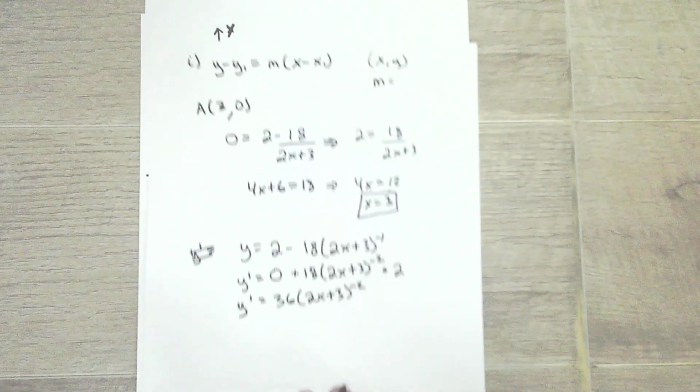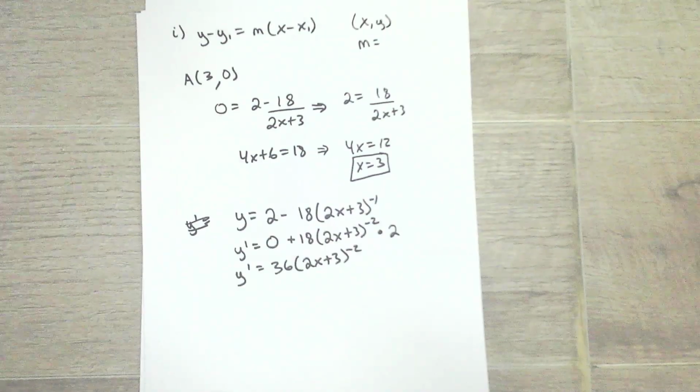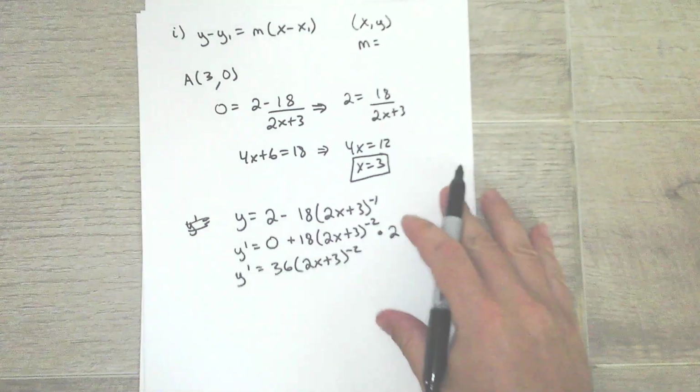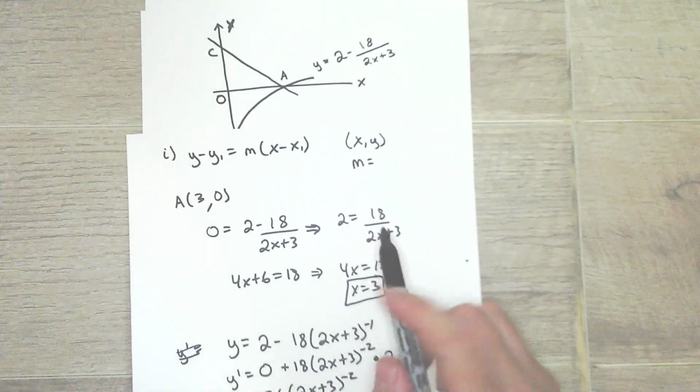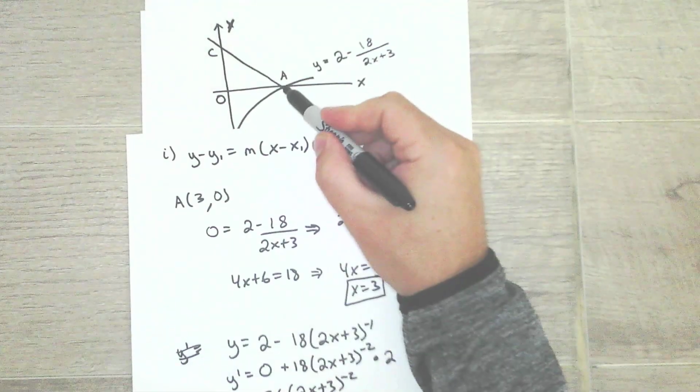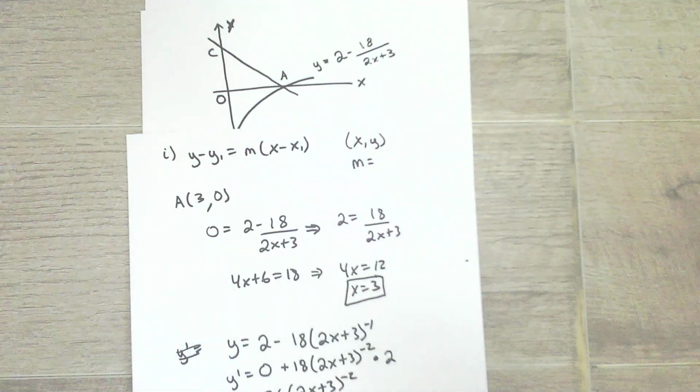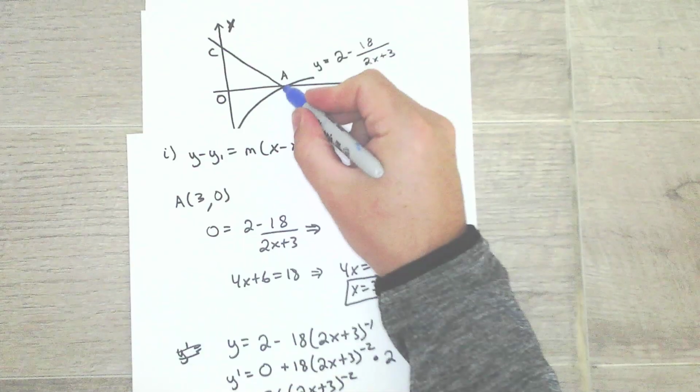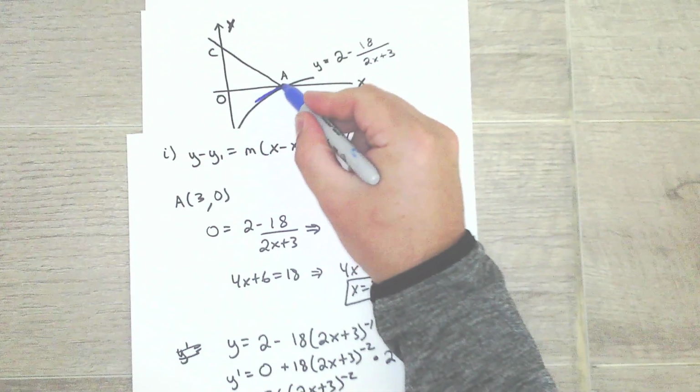So that's the y prime, that's the gradient. The gradient of what? That's the gradient of the tangent. So remember the tangent is the curve, is the line that's like this.